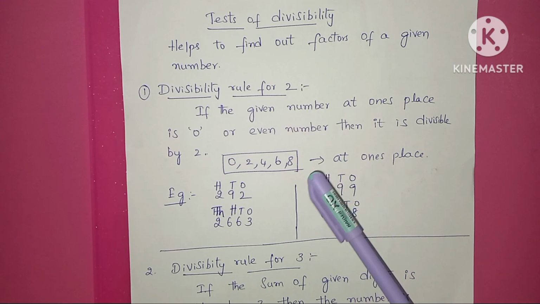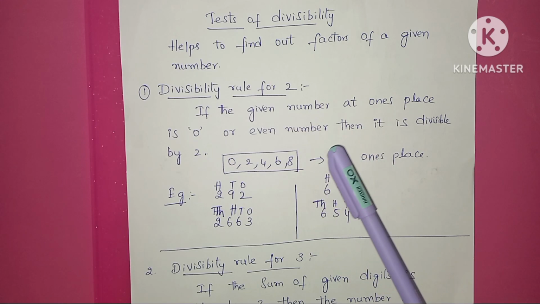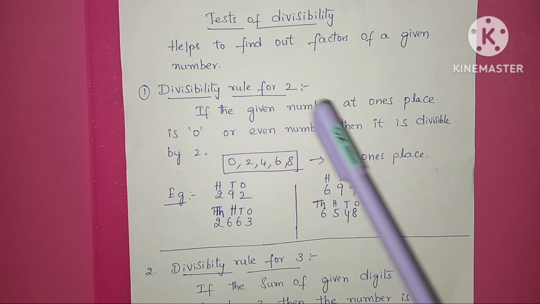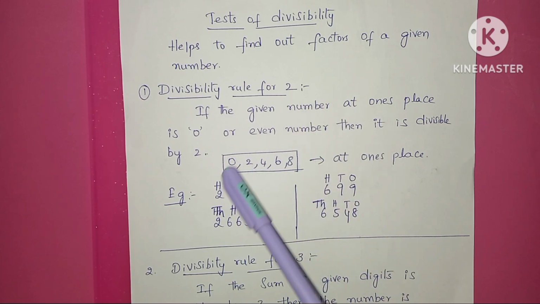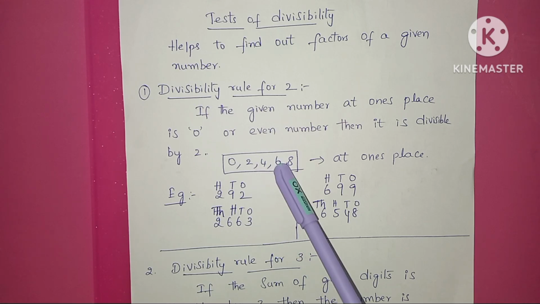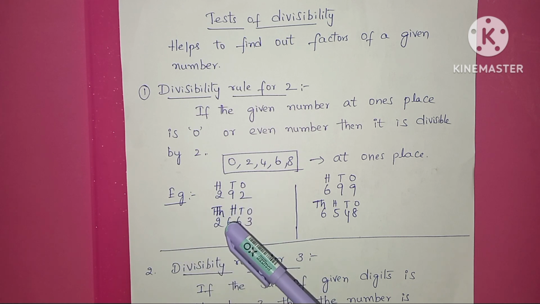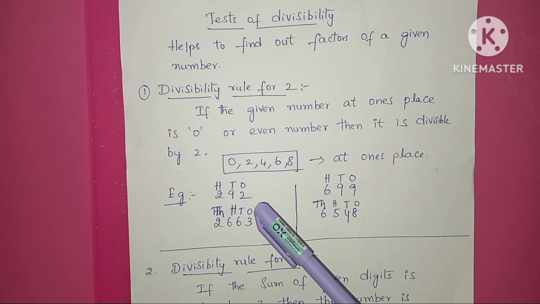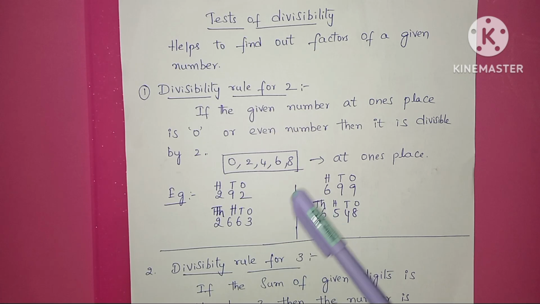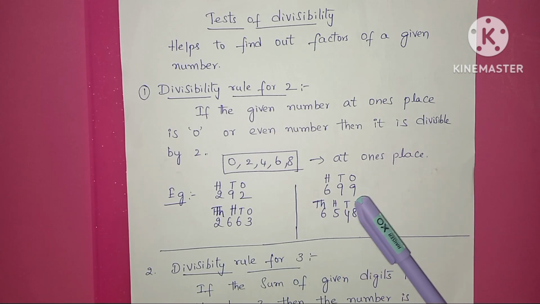So finally, the divisibility rule for 2 is, if the ones place has 0 or an even number, that is 2, 4, 6, 8, then we can decide the number is divisible by 2, and there is no need to do the full process of division. It is so easy to find out.